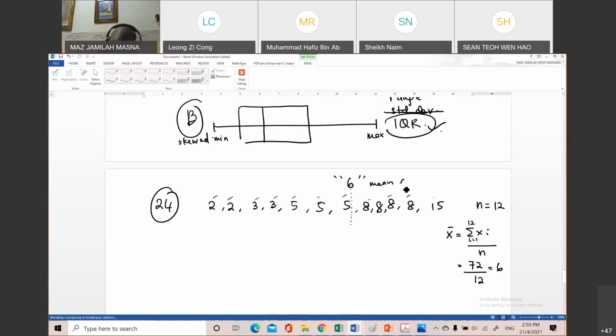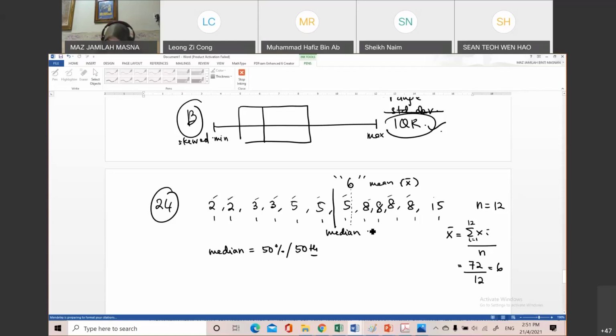X bar. Okay? Now, if you are using your median, okay, median is the 50th observation, di tengah-tengah. If you are talking about 12 data, it is between number 6 and number 7. So 1, 2, 3, 4, 5, 6. 1, 2, 3, 4, 5, 6. So this is your median.